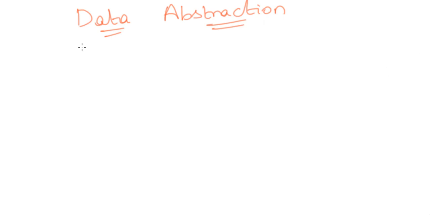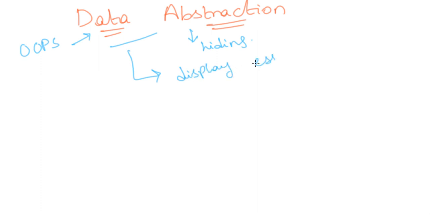Hello everyone. In this video tutorial, I am going to cover the most important concept, that is data abstraction. So firstly, abstraction is nothing but hiding. Now data abstraction completely includes only displaying the essential features. It displays only what is required to the user and it hides all the background details. It doesn't show any background details.